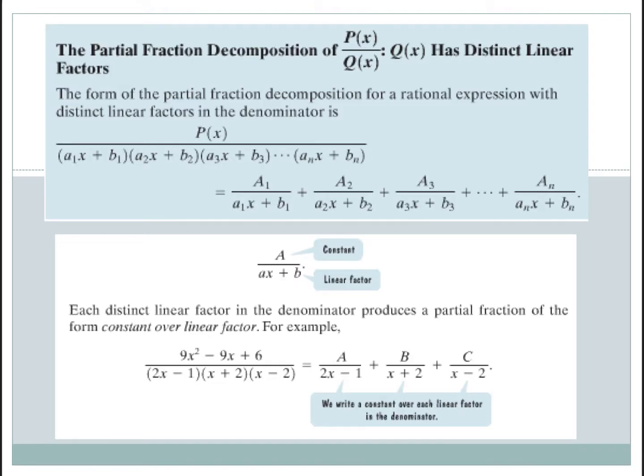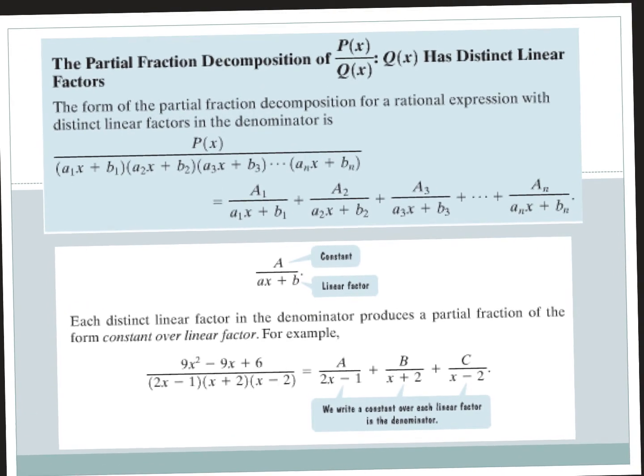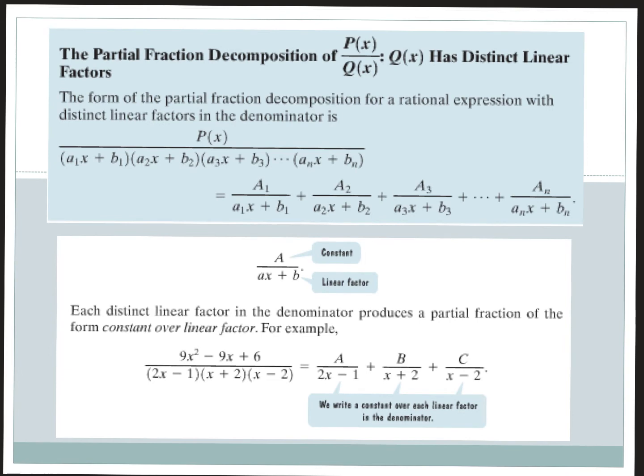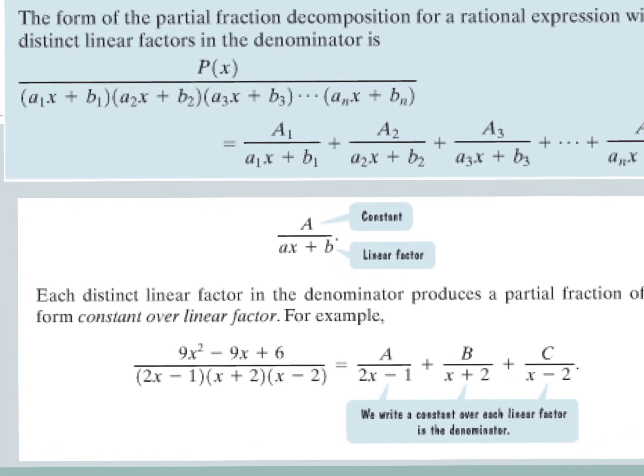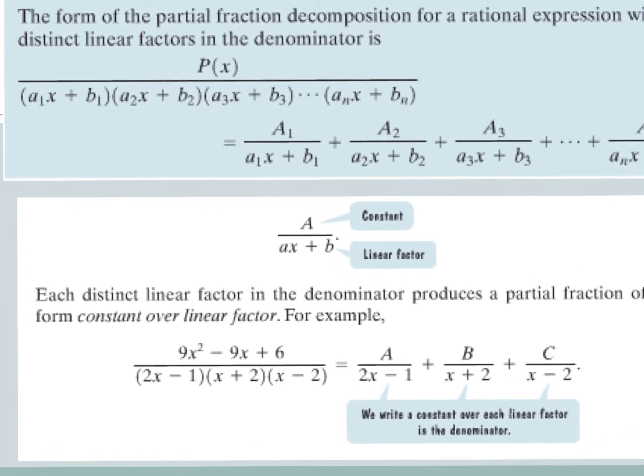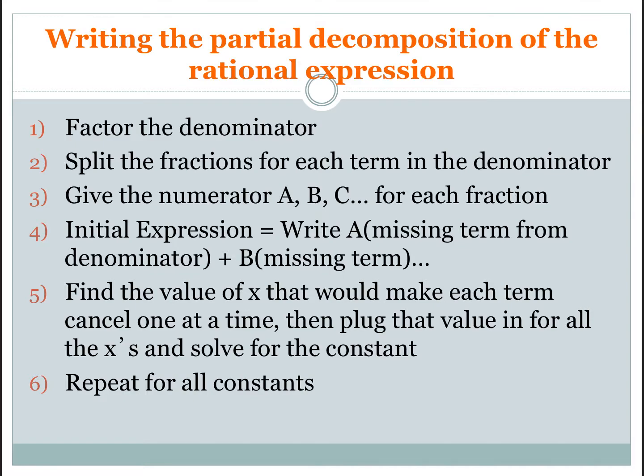This is the example that they give you. We are going to use linear factors. We're going to break apart, like I said. If you look at the bottom here, how many different factors are in the denominator? 2x minus 1 is a factor, x plus 2, and x minus 2. So there's 3. Do you see how they broke it apart into 3 pieces? If you had 5 things in the denominator, you break it down into 5 pieces. And I'll show you the algebra behind it right now.